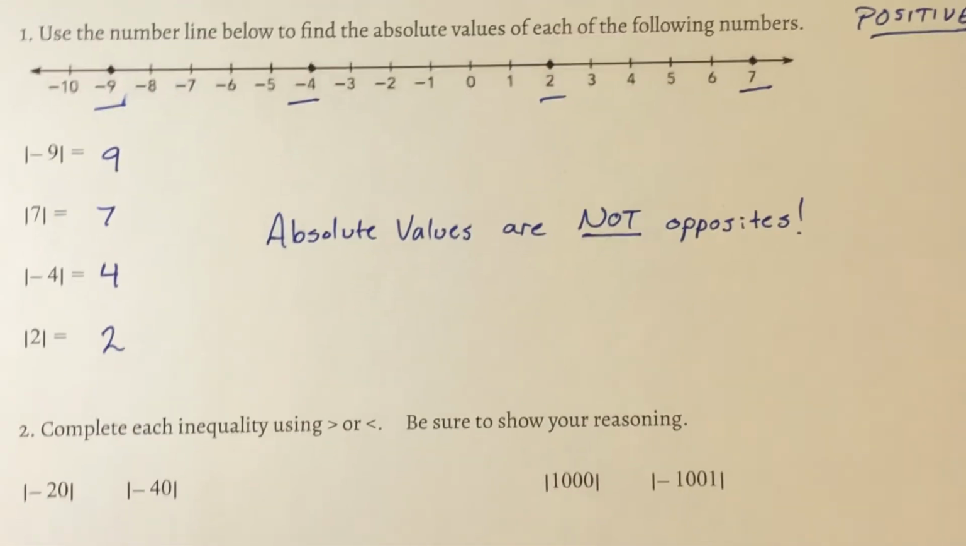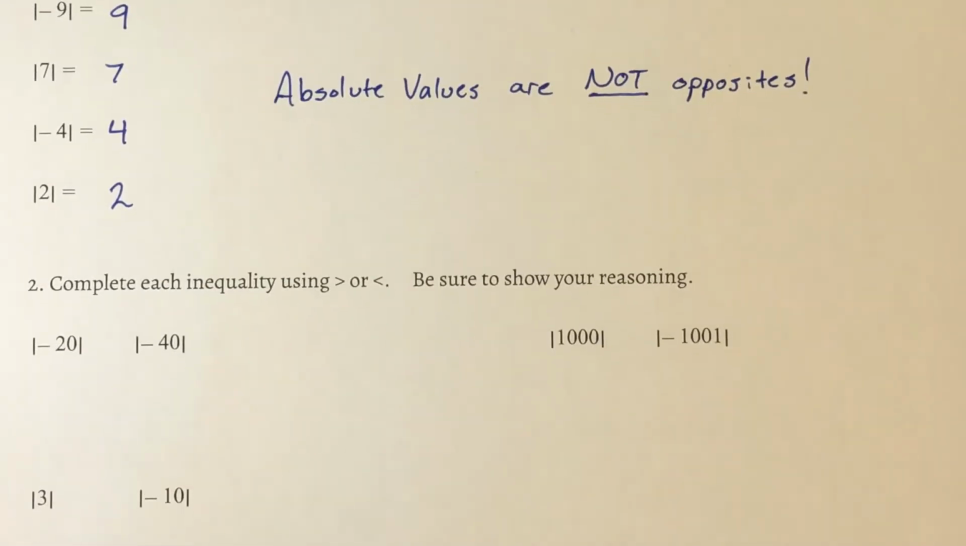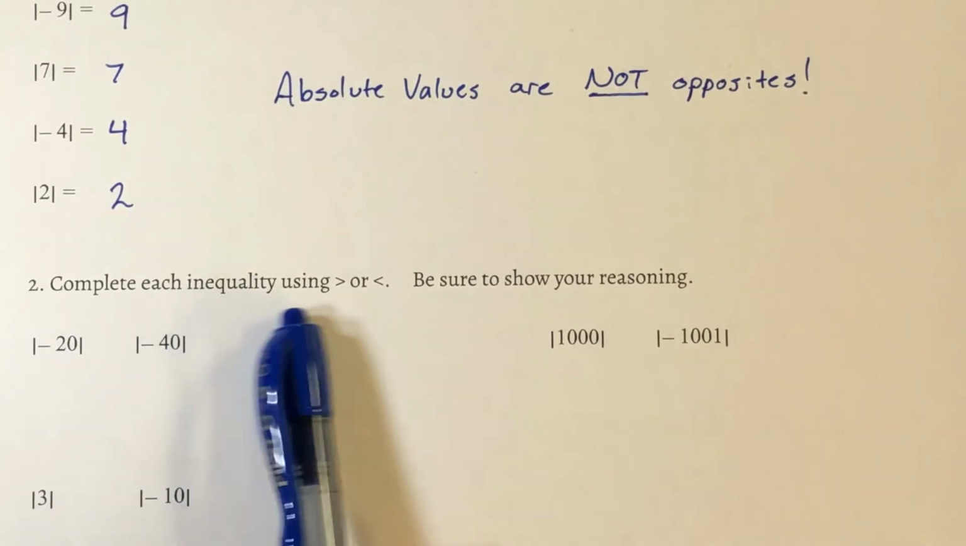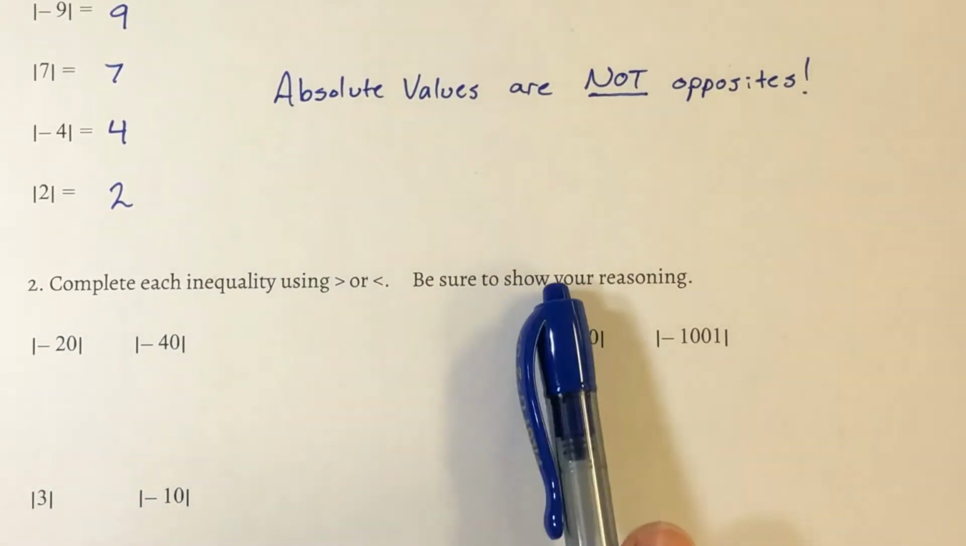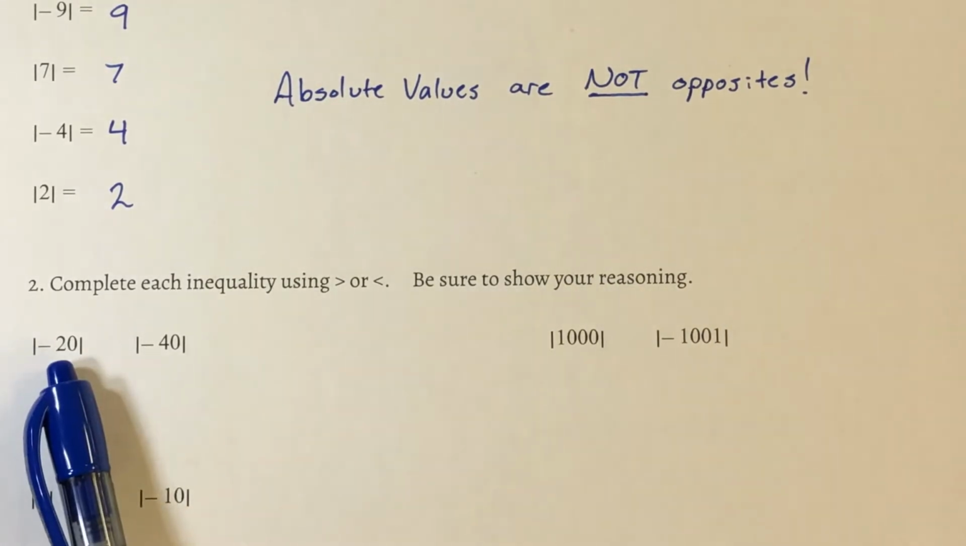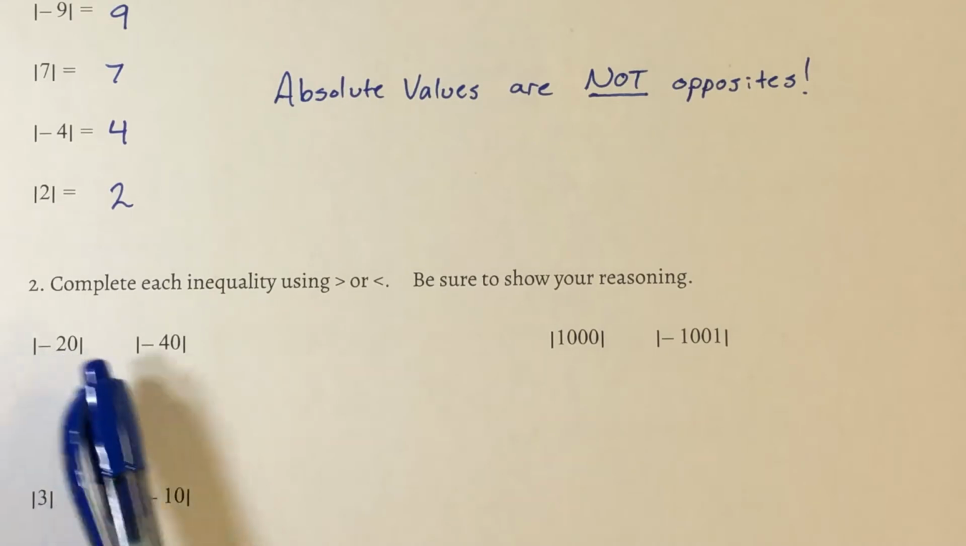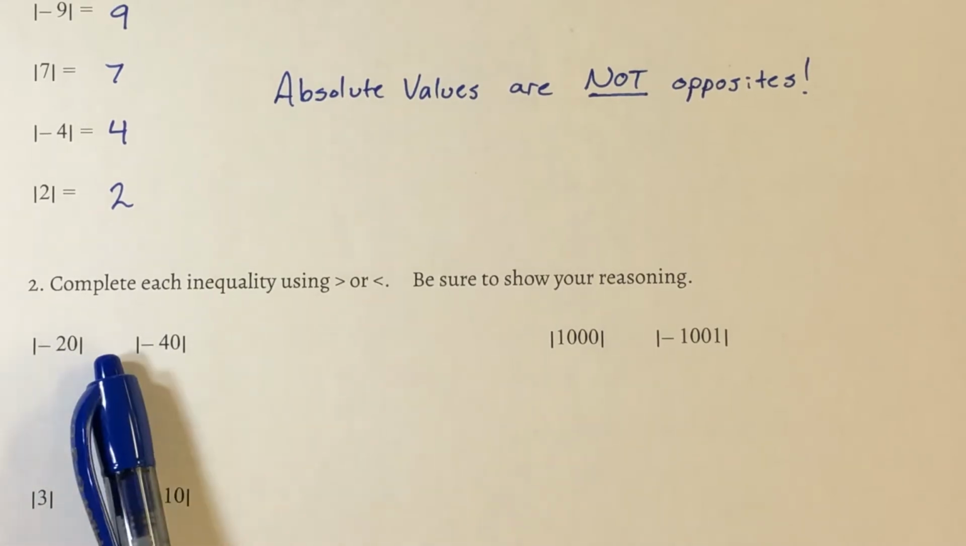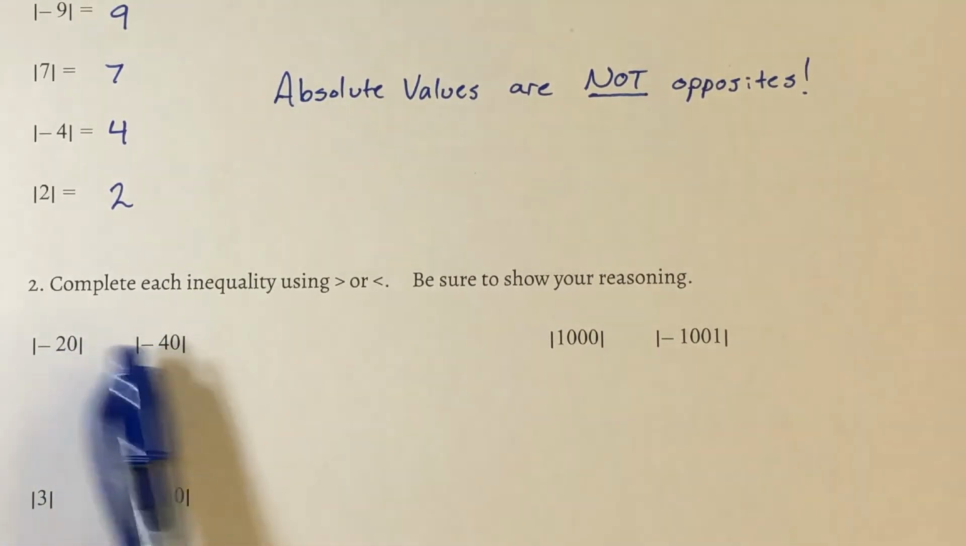Okay, next. We're going to complete each inequality using greater than or less than, and we're going to be sure to show our reasoning, our work. So, first one, I have absolute value of negative 20 and absolute value of negative 40, and I want to compare those using less than or greater than.